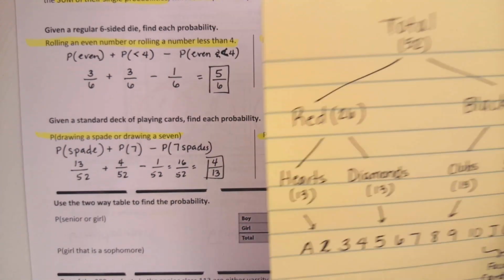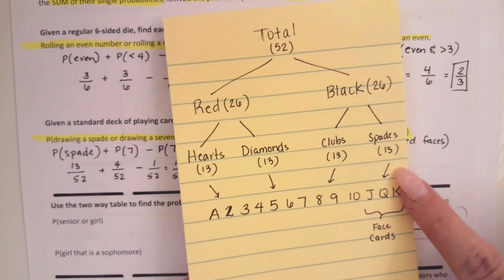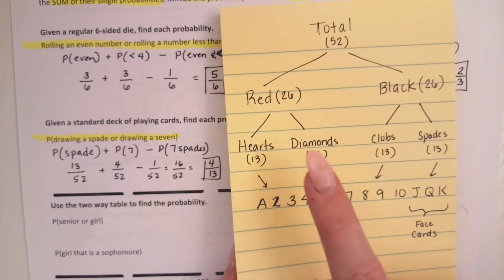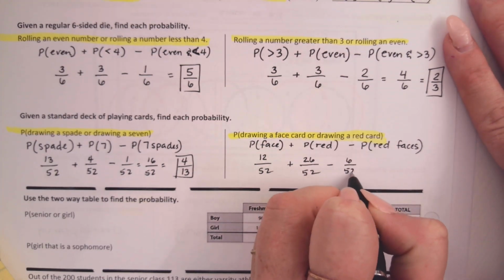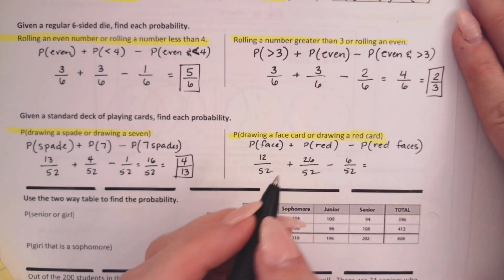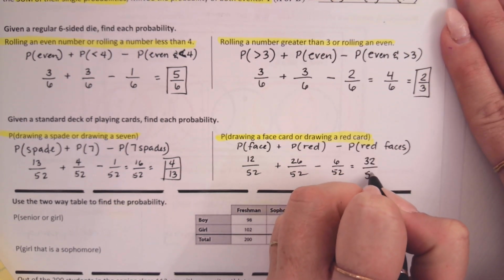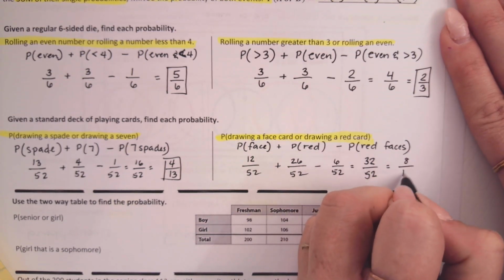Minus, how many of those face cards are also red cards? 6, right, because the face cards, you'd have these sets right here. So you'd have 1, 2, 3, 4, 5, 6. 6 out of 52. What does that make grand total when we add them? 32 out of 52. 8 over 13. Very nice.